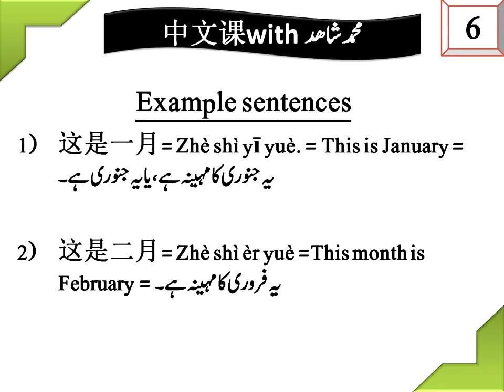Okay, so these are the sentences. 这是一月. Zhe means this. Shi means is. 一月, January. This is January. This is the month of January. Ye January ka mahina hai ya ye January hai. 这是二月. This is the month of February, or this is February. Ye February ka mahina hai.